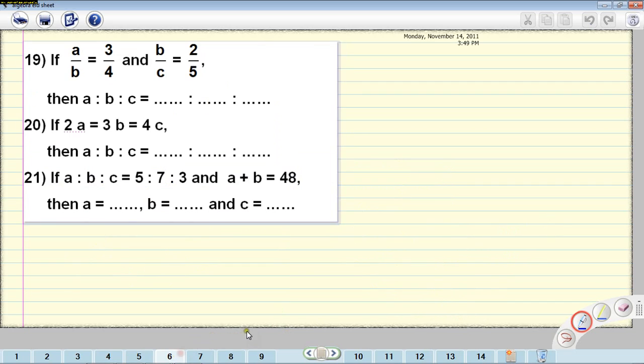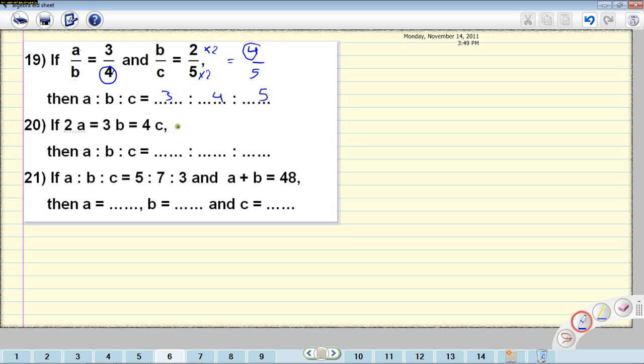Exercise 19. It says a over b equals 3 over 4 and b over c equals 2 over 5. So a equals 3m and b equals 4m, but we have a problem here that b equals 2. So I'm going to multiply here by 2. So b over c would be 4 over 10. So I have the answer of b here is the same as the answer of b there. So a to b to c will be 3 to 4 to 10, simply.